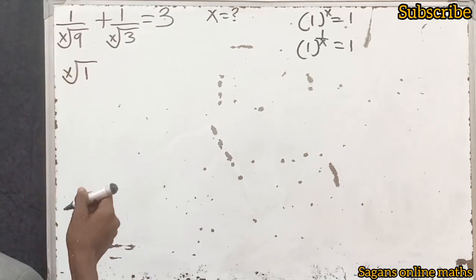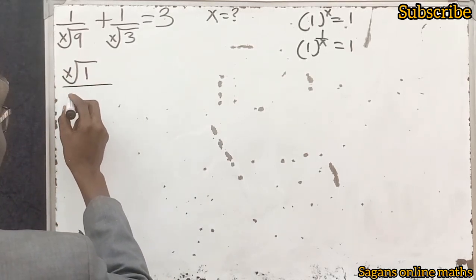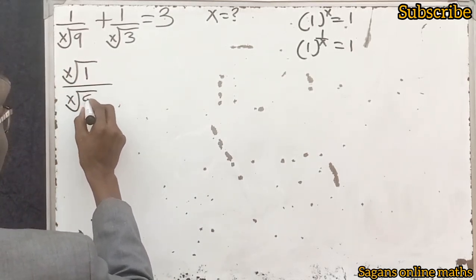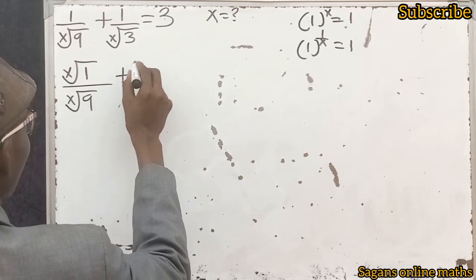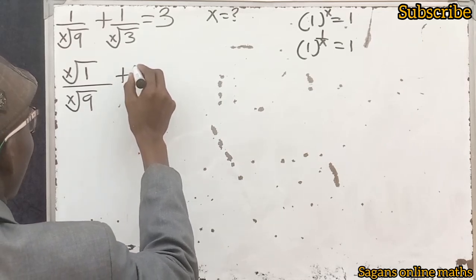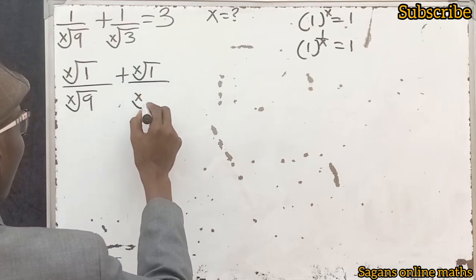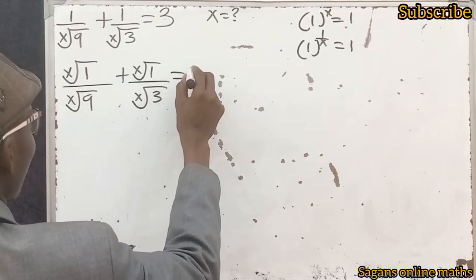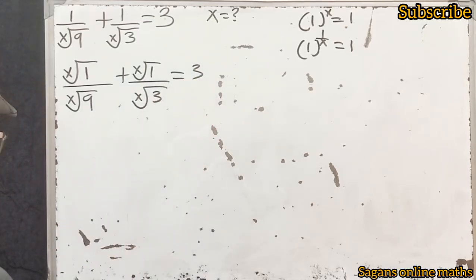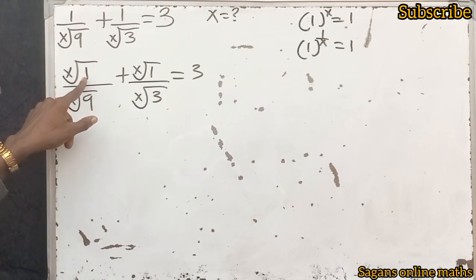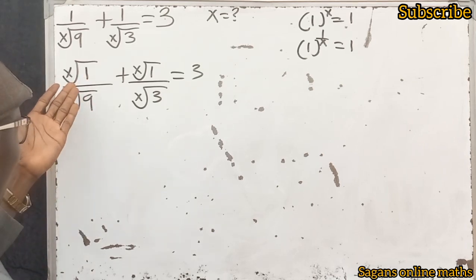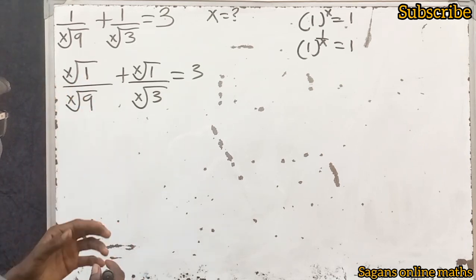Then, divided by x root of 9, plus x root of 1 divided by x root of 3, all this equals 3. Don't forget that the x root of 1 is still 1. So we are just writing it because there's some amazing thing we are going to do here.